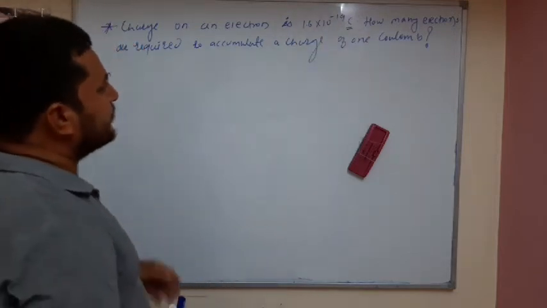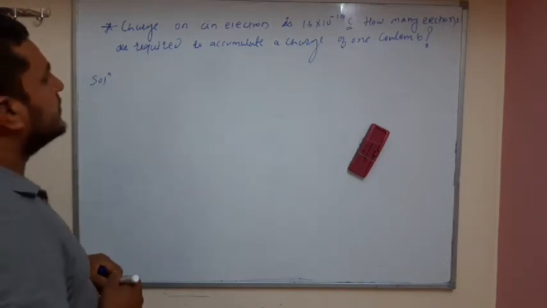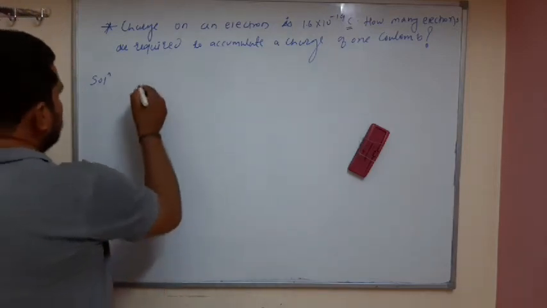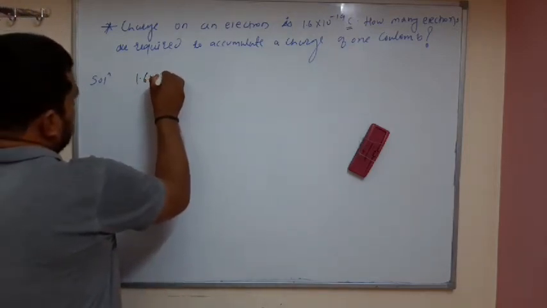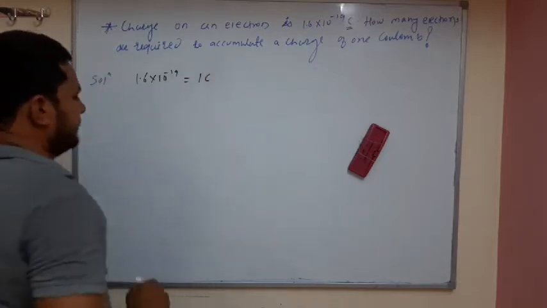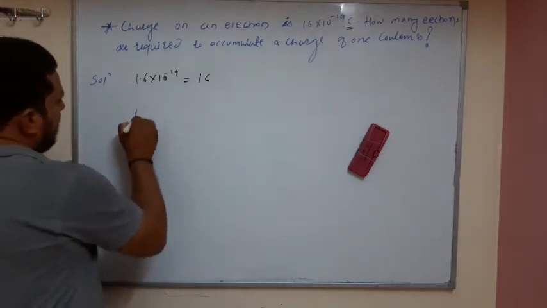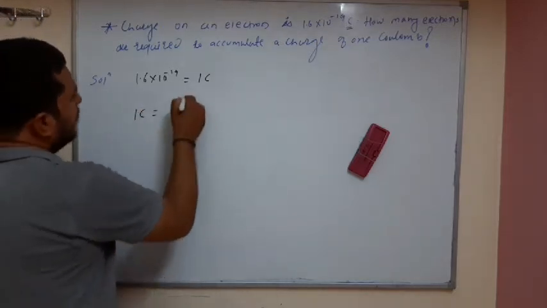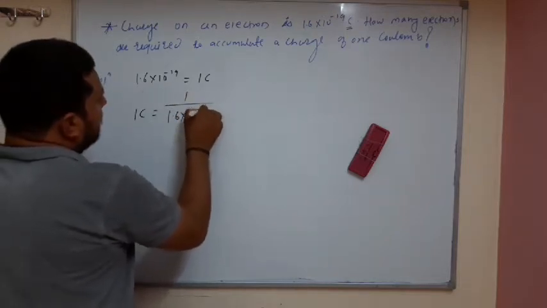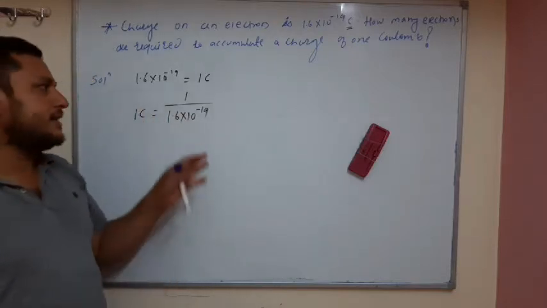Before starting the solution, first of all see what the values are given here. 1.6 into 10 raised to minus 19 is equal to 1 coulomb. So 1 coulomb is equal to 1 upon the value already given in the problem, that is 1.6 into 10 raised to minus 19.